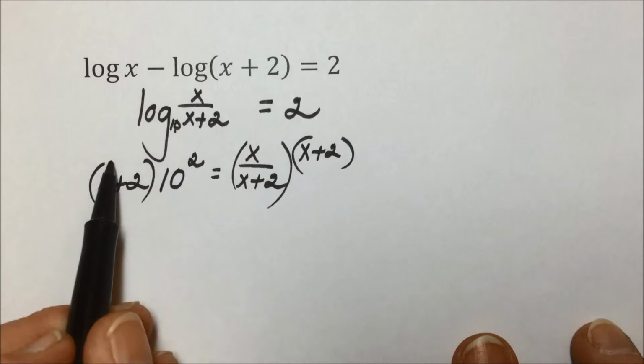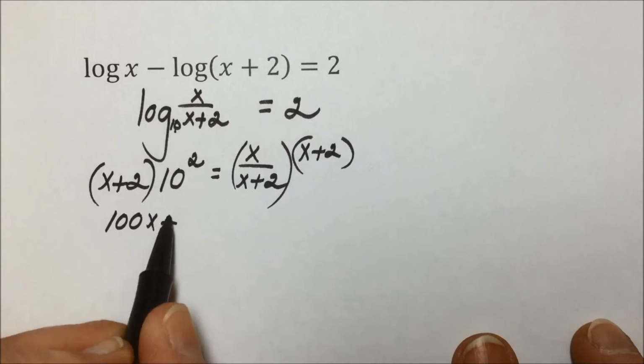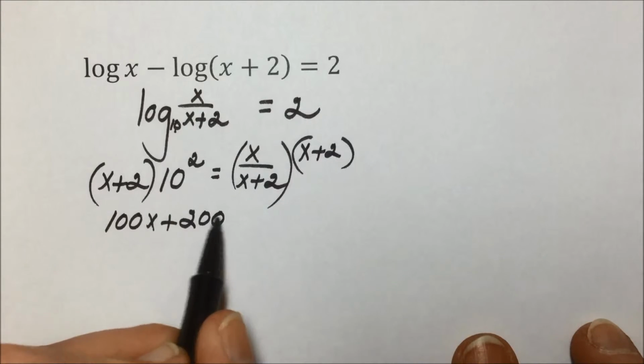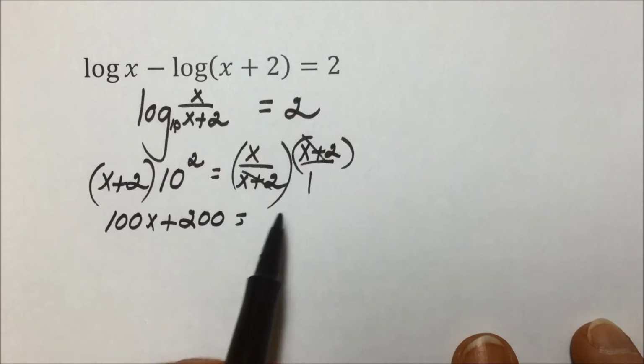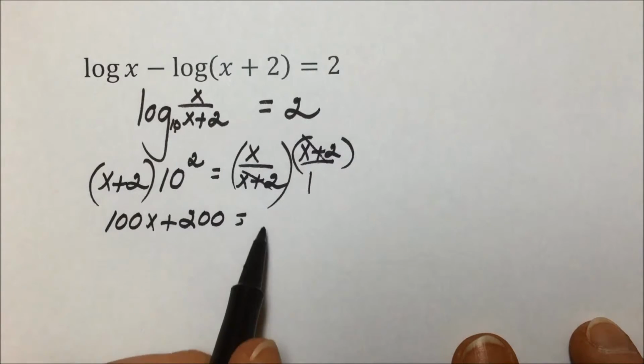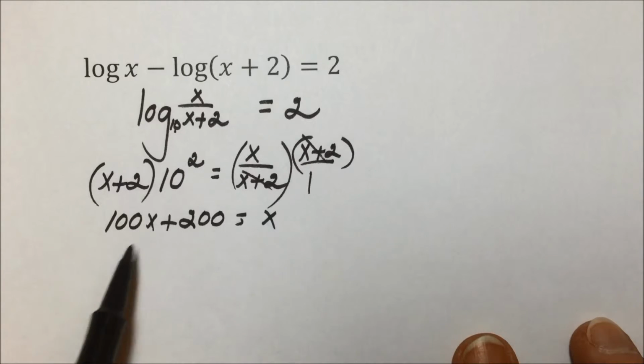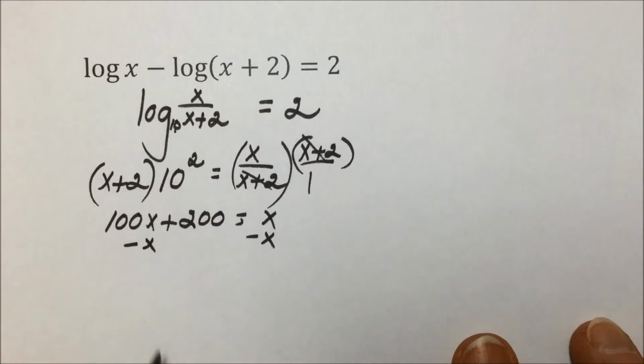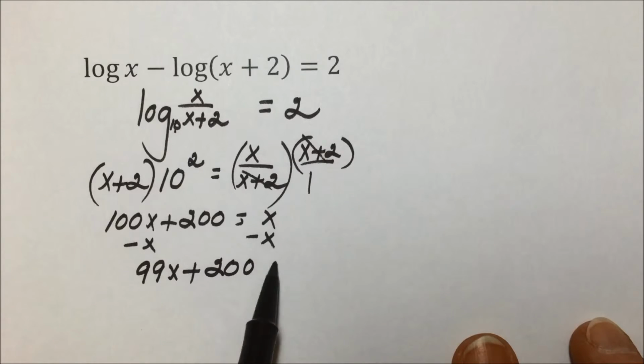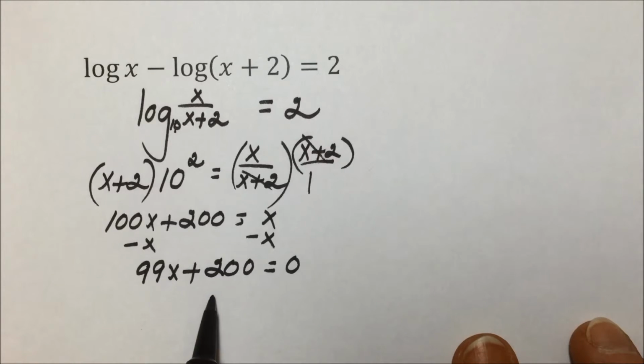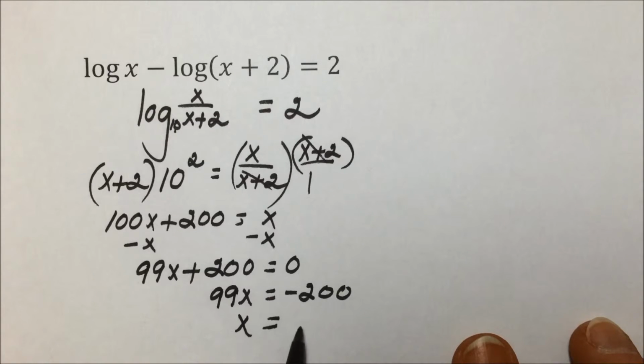10 to the second power is 100, that will distribute, so 100 times x, 100 times 2. The denominator cancels the value that we multiplied by, leaving an x. Getting our x's together by subtracting an x from each side, we end up with 100 minus 1, or 99x, plus 200 is equal to 0. Taking the 200 to the other side, or subtracting 200 from each side, gives us a negative 200. And finally, solving for x is a negative 200 over 99.